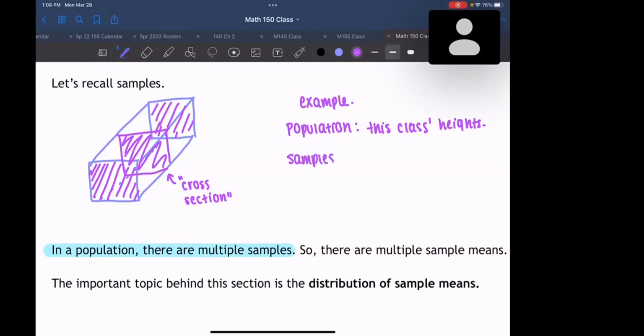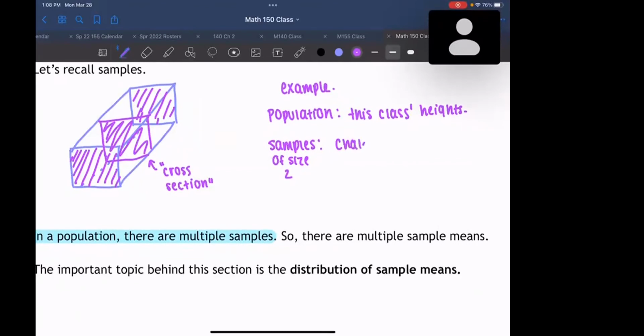So some examples, maybe I wanted to take a sample of size 2, okay? Well, one example might be Shalea and Anastasia, right? That would be a sample of size 2, right? Or I could take TJ and Emma, right? So I can create different samples of different sizes out of my population, and all of them would be a little bit different.